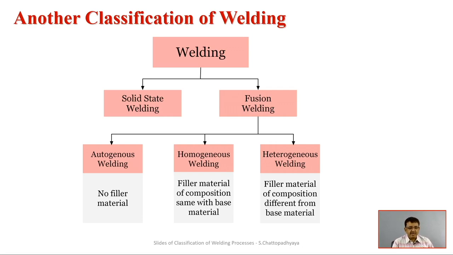Another classification of welding processes is solid state welding and fusion welding. Solid state welding is done without going through the melting route, and fusion welding goes through the melting route. Fusion welding again has three divisions. One is autogenous, with no filler material. Homogeneous means the filler material has a composition similar to the two similar materials to be joined. And heterogeneous means the filler material has a composition different from the base metal, and maybe we are joining two different materials also. Dissimilar materials can also be joined in solid state, but in heterogeneous welding the filler material composition is different from the parent material. That is heterogeneous; homogeneous is similar, and autogenous has no filler material.